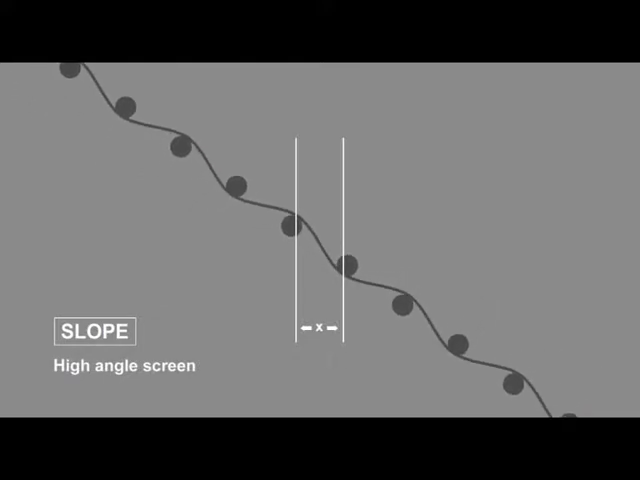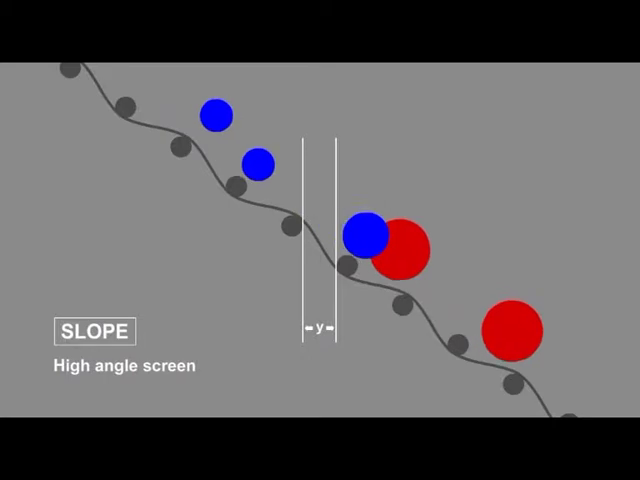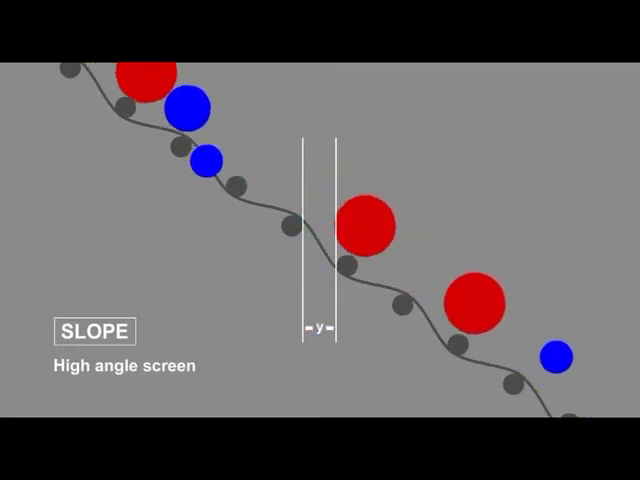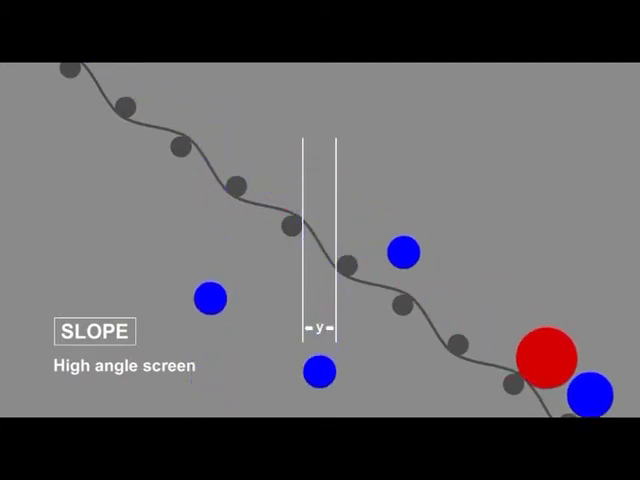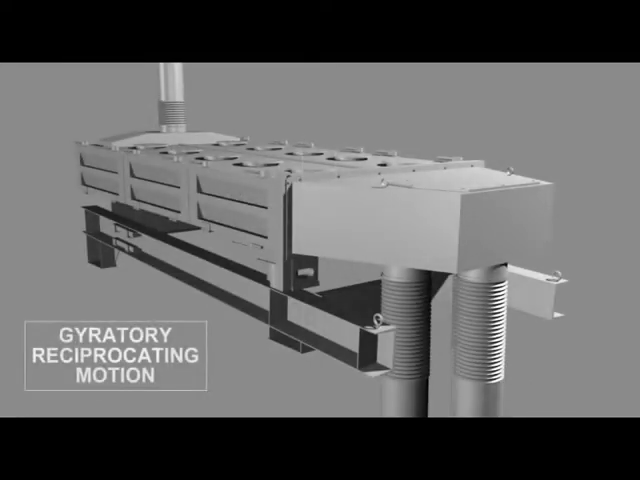On a high-angle screen, the aperture seen by the particles is reduced, thereby causing some particles that are close to the size of the actual mesh aperture to pass over the screen, which results in a loss of efficiency. A low-angle screen will provide more precise separations than a high-angle, which means less product loss in the screening process and a higher return on investment.